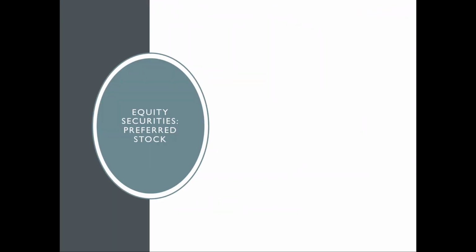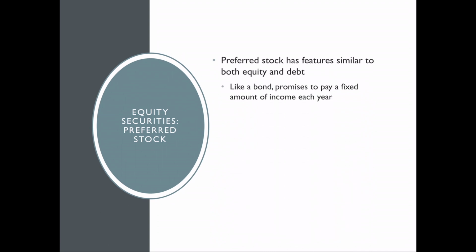Now moving on to preferred stock. Preferred stock has features that are similar to both debt and equity. Like a bond, it promises to pay a fixed amount of income each year, some percentage of par value. It does not convey voting power, just like bonds do not. Preferred stock is not like common stock. It does not have voting power in regards to the management of the firm.